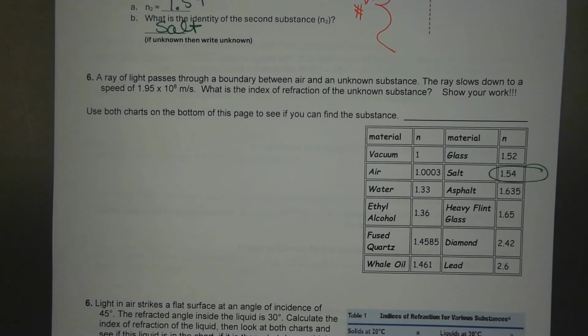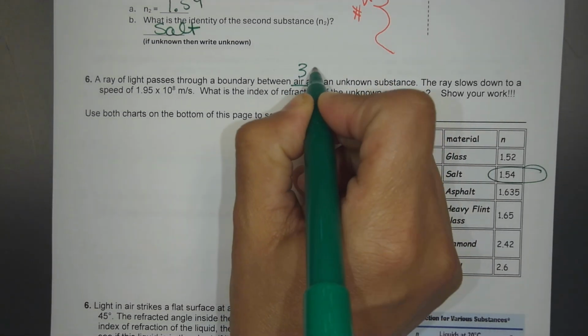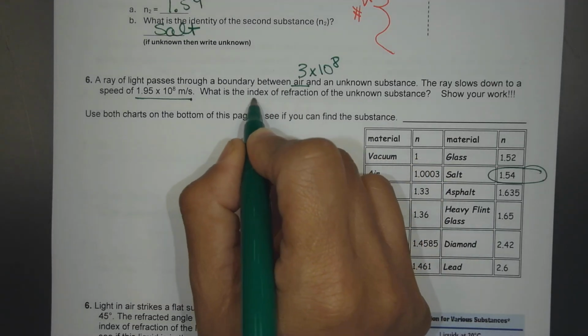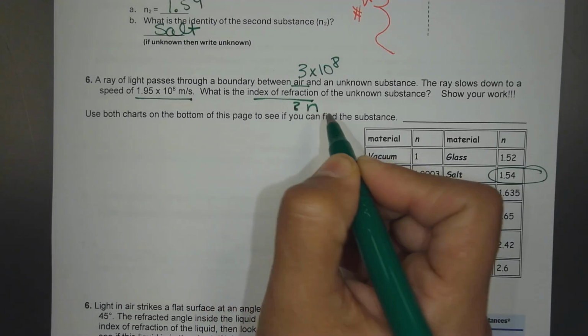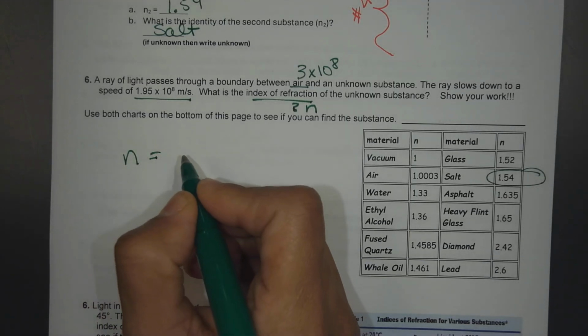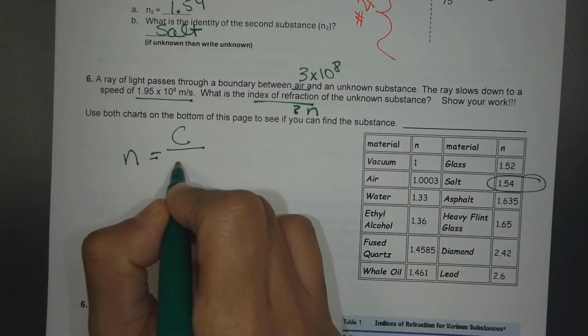Yes. Let's do this again though. For this one over here, it says that a ray of light passes through a boundary between air and an unknown substance. The ray slows down to the speed of, okay, so they told me that it was going from air, which is 3 times 10 to the 8th power, through this. What is the index of refraction? N equals, do you remember we wrote that down in our notes? If not, it was over here, C over V.